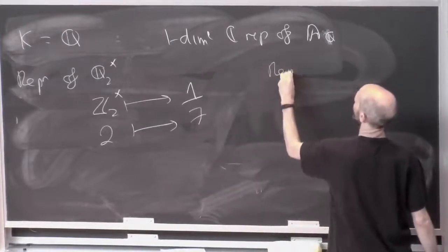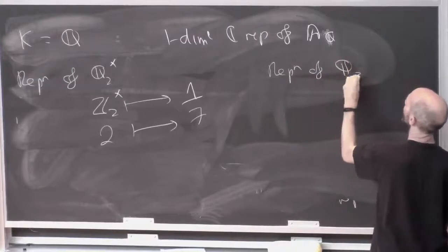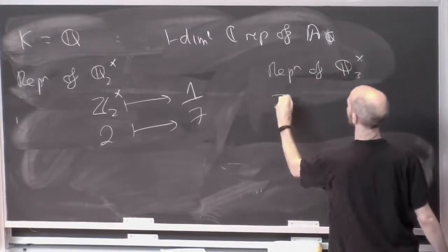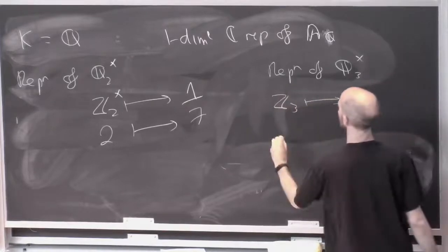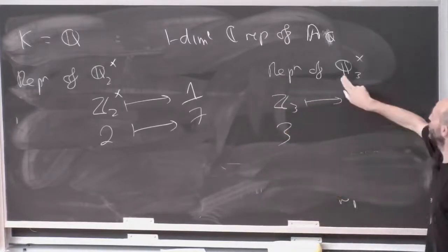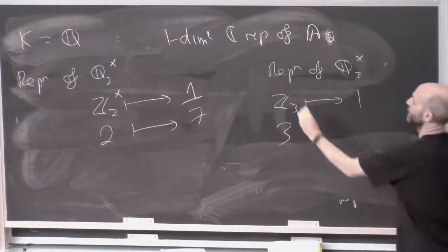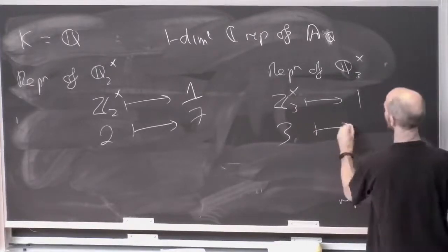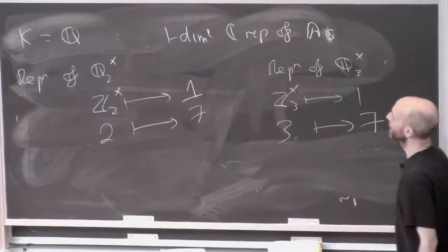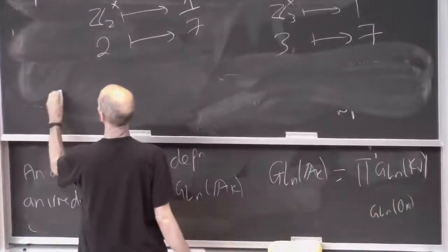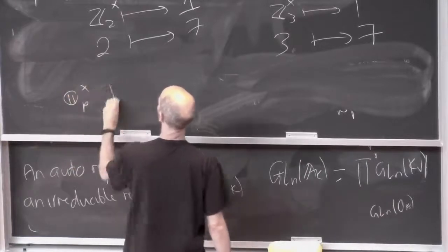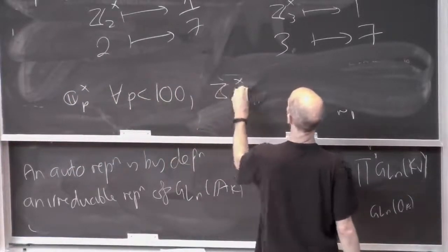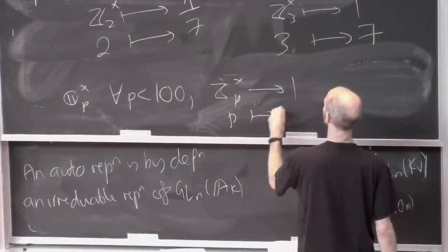So now we need a representation of Q_3 star. Unramified representations are the best, so I'll send Z_3 star to 1, and 3 generates. You see, Q_3 star abstractly as a group is generated by Z_3 star and the uniformizer, which is 3, and I'll send it to 7, because 7 is my favourite number. So I'll do that to Q_p star for all p less than 100. I'll send Z_p star to 1, and I'll send p to 7.